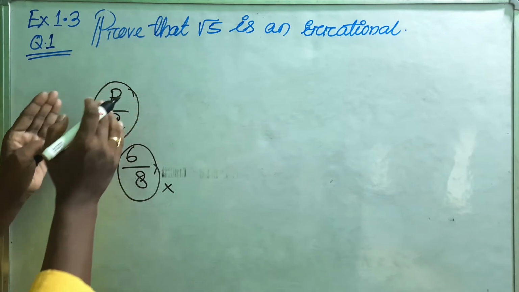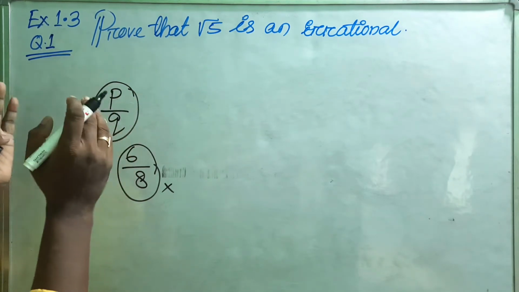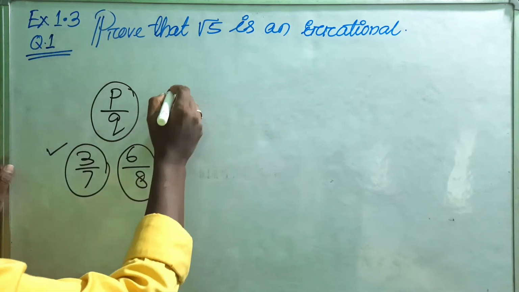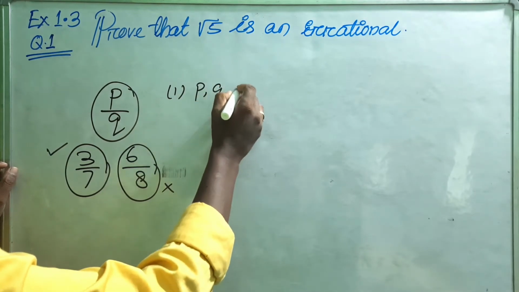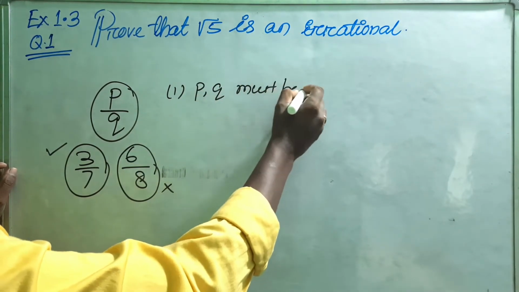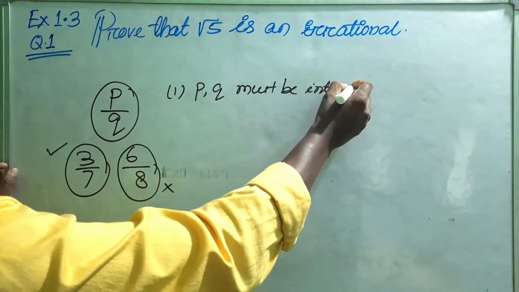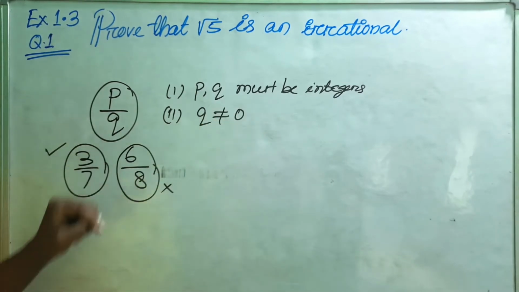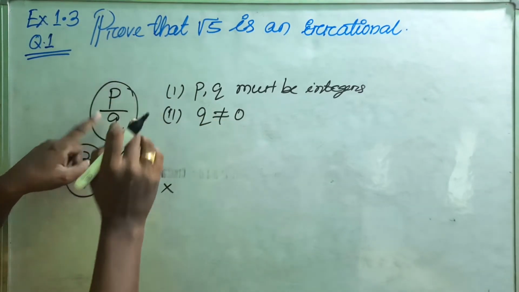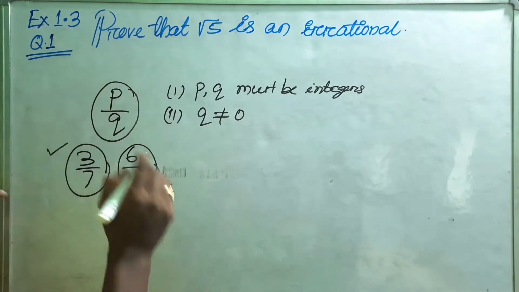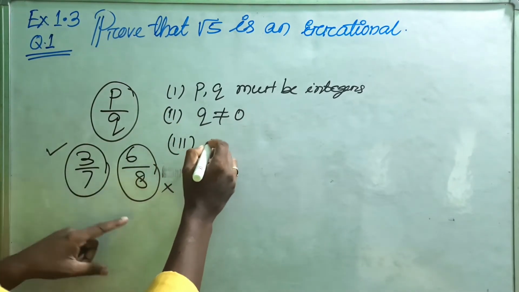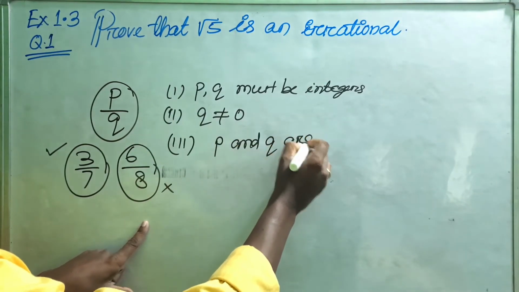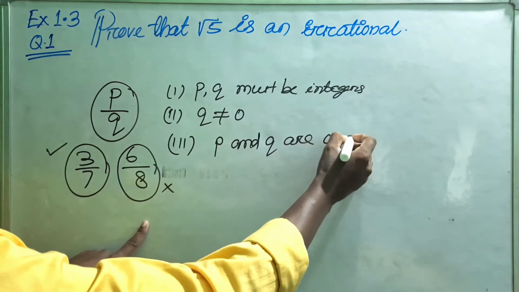Because for a number to be called a rational number, three conditions have to be satisfied. The first one is p and q must be integers. The second condition is q must not be equal to 0. If q is 0, then this number does not exist, so that is why q must not be 0. The third condition is p and q are co-prime. They should be co-prime. Clear?